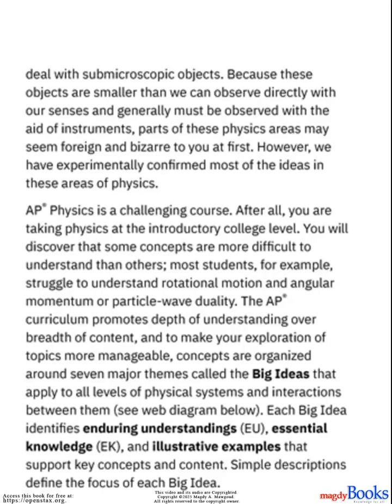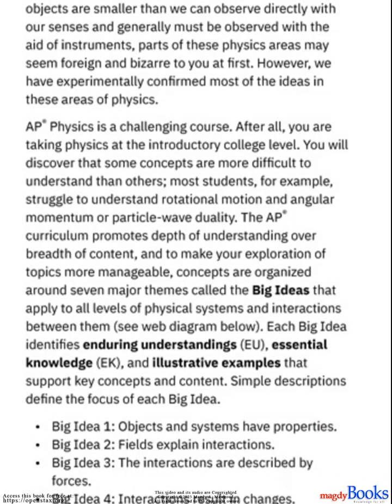AP Physics is a challenging course. After all, you are taking physics at the introductory college level. You will discover that some concepts are more difficult to understand than others. Most students, for example, struggle to understand rotational motion and angular momentum or particle-wave duality.